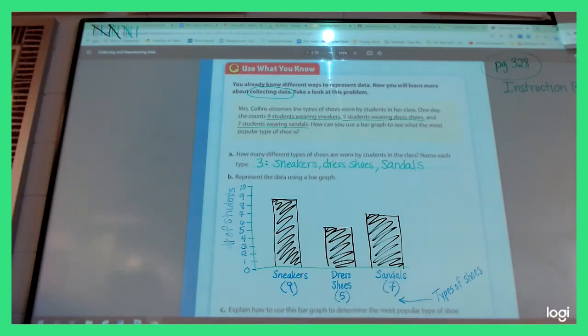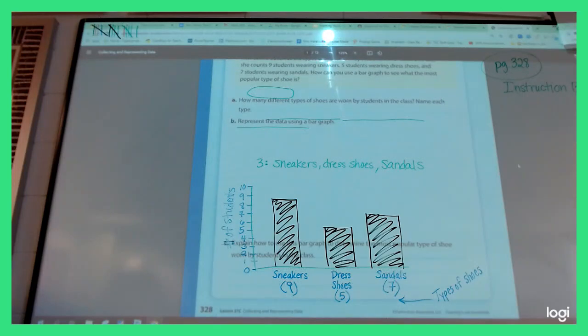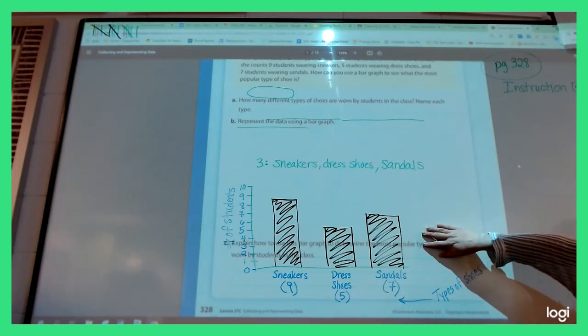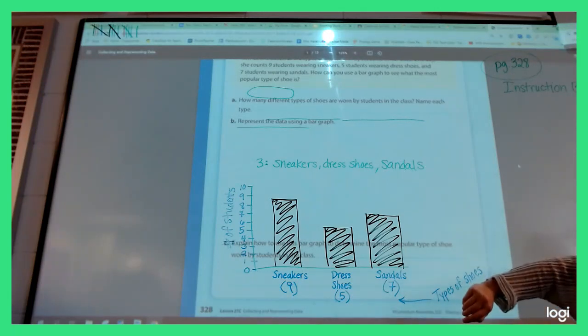Okay, I've got to scroll mine down to look at letter C. Can someone read letter C for me? Abby: Explain how to use this bar graph to determine the most popular type of shoes worn by students in the class. Okay, so someone that hasn't answered a question yet, think about that. How can we use this bar graph to decide the most popular shoe worn by students in the class? I'm going to call a victim.